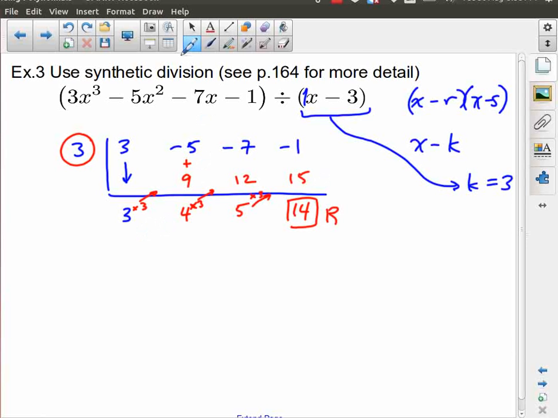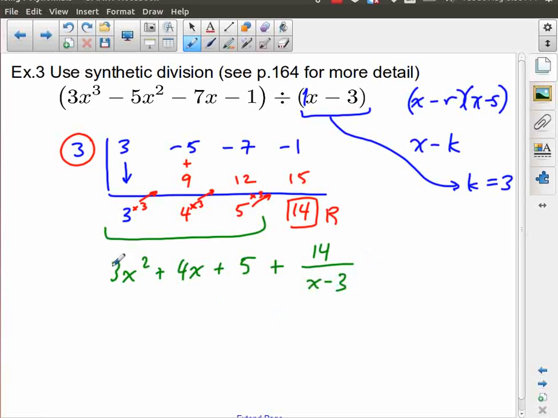So these three pieces together. So we started with a cube, and this x is at the front. Actually, the other way to think of it is this is always a constant. So this is always the number. In this case, this is 5. And that means this would be a 4x. This one would be a 3x squared. And then this is my remainder, 14 over x minus 3. So that would be the answer. So this is equal to that.